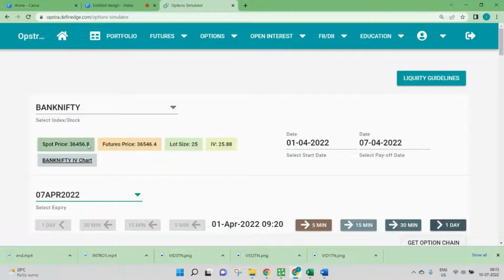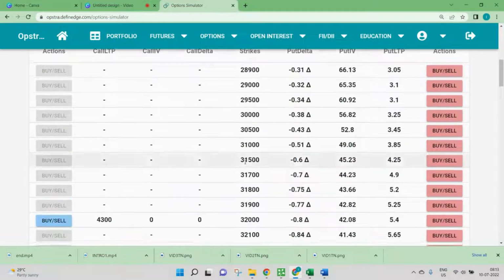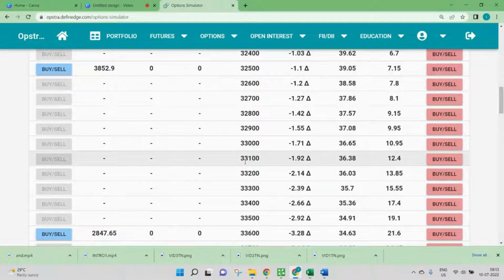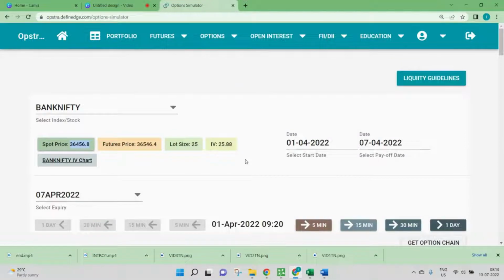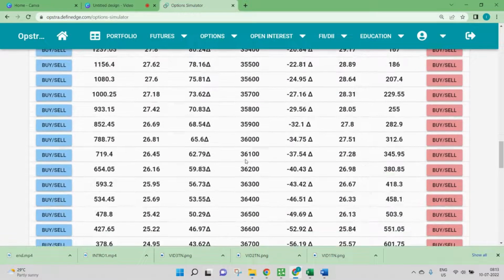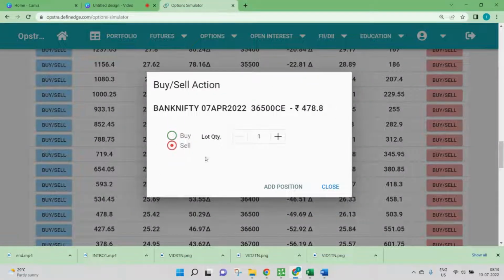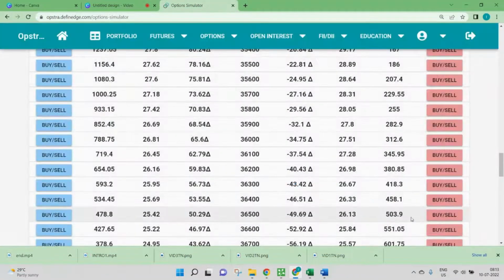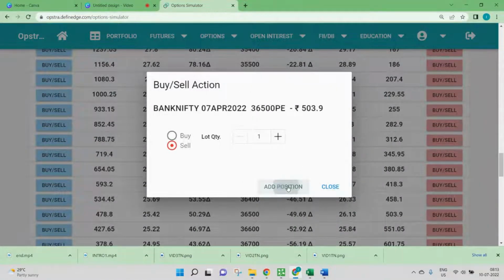We have spot at 36,456. So 36,500 is what we will sell the straddle at. 36,500, yes, sell.